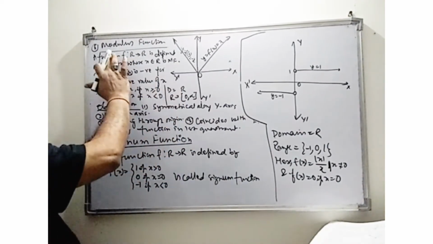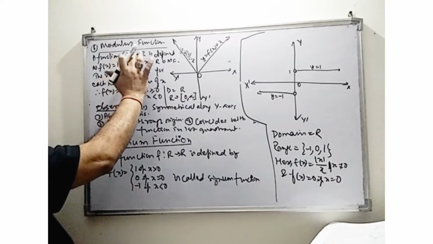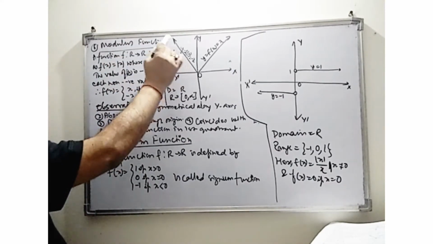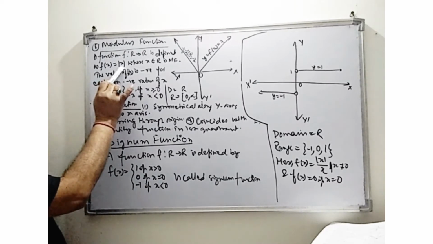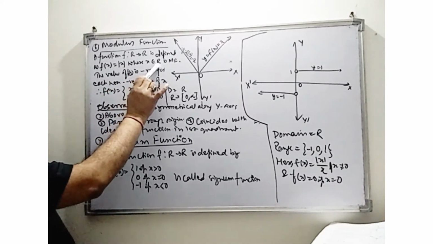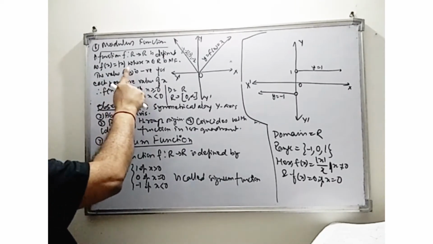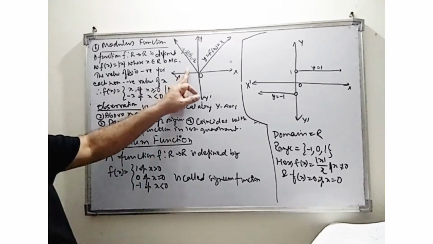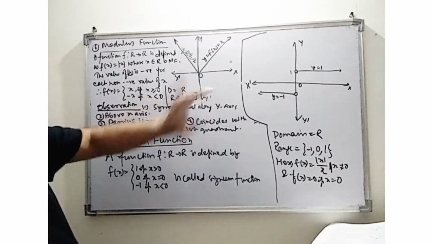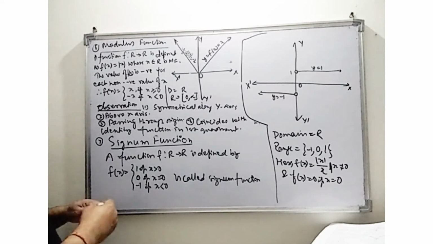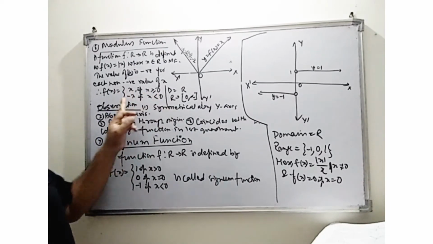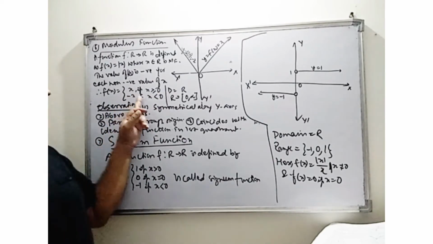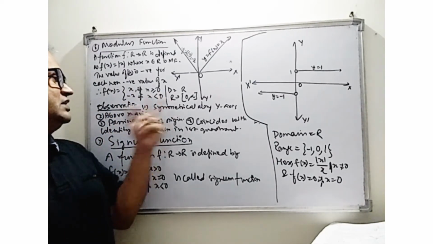A function f mapping from R to R is defined as modulus function if f(x) equal to mod x, where x belongs to R. The value of f(x) is non-negative for each value of x. What is that? f(x) equal to x if x is greater than or equal to 0, and f(x) equal to minus x if x is less than 0.